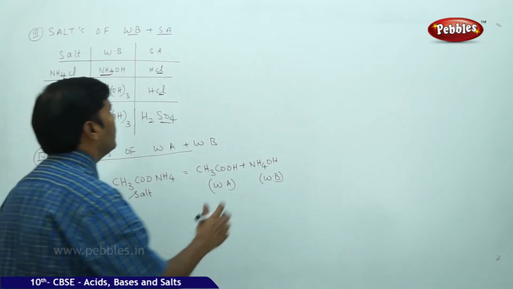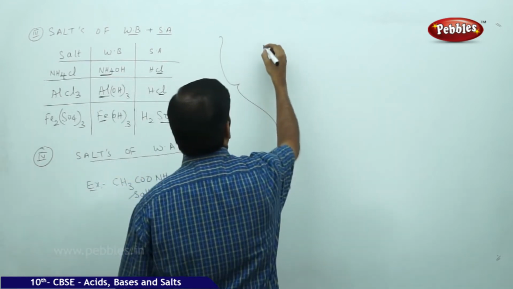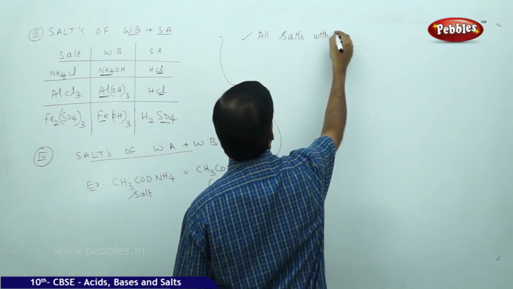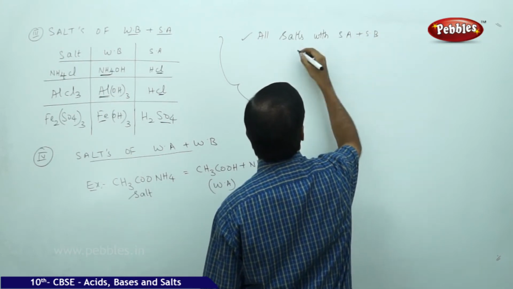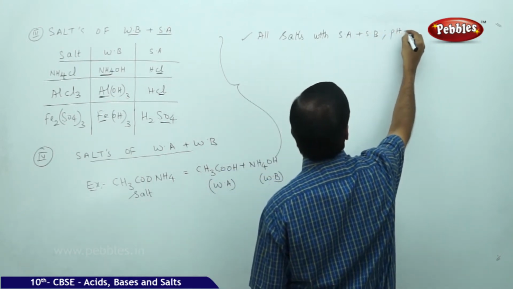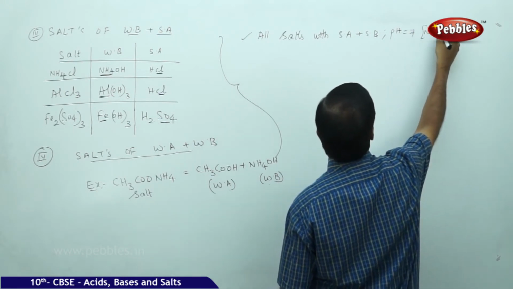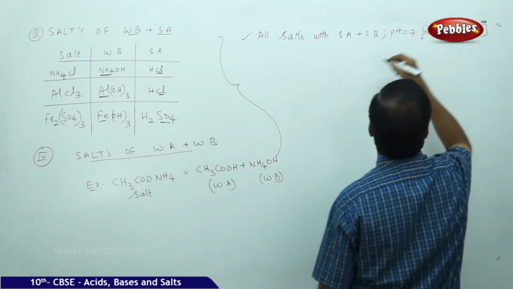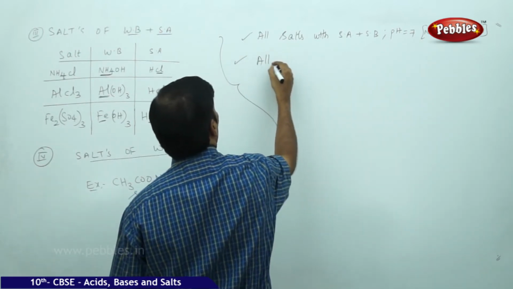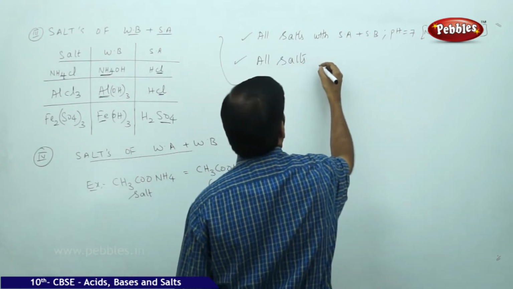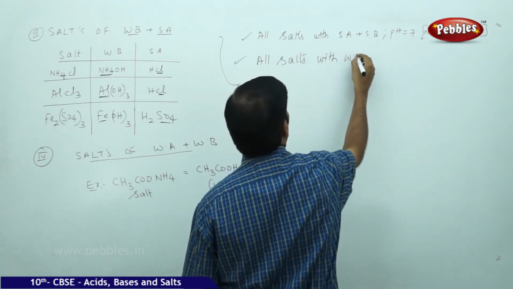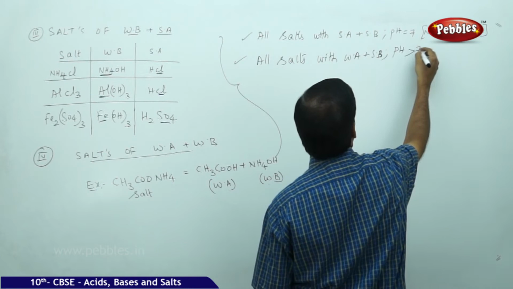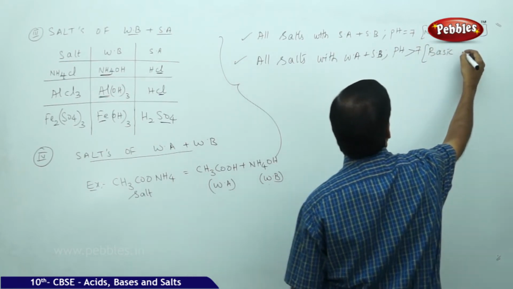So from this discussion we can make one conclusion. What is the conclusion we can make? All salts with strong acid plus strong base have pH equal to 7. So they are neutral. These salts we can call neutral salts. All salts with weak acid plus strong base have pH greater than 7 and they are basic salts.